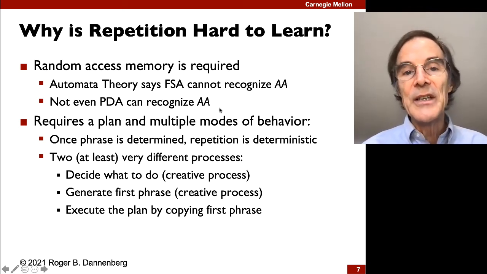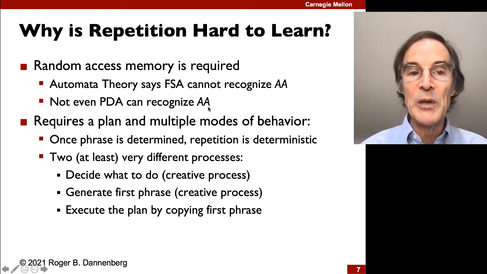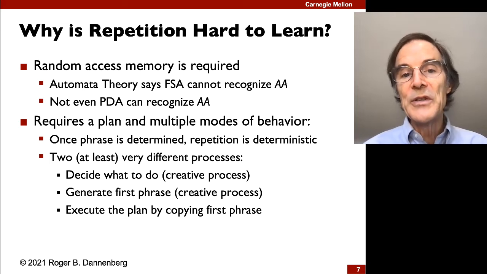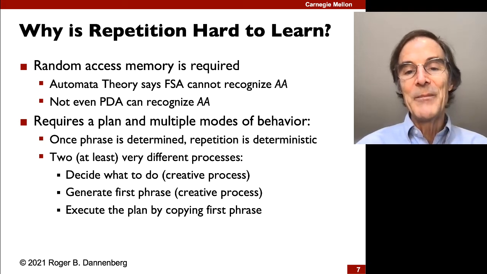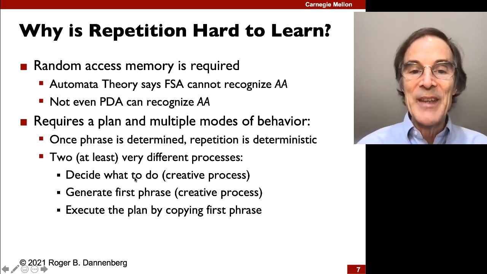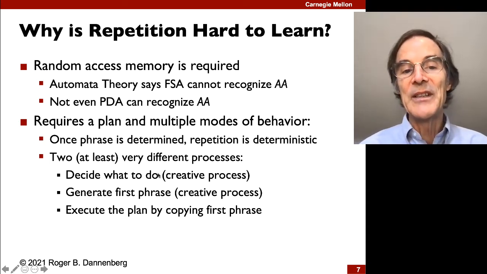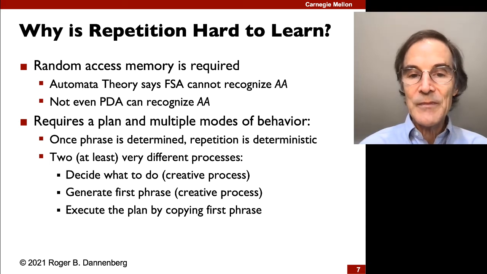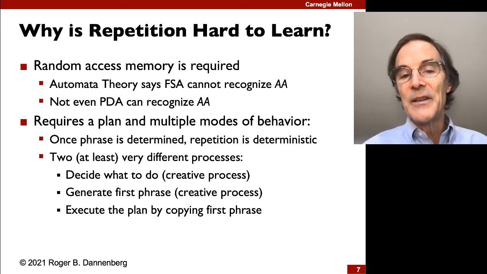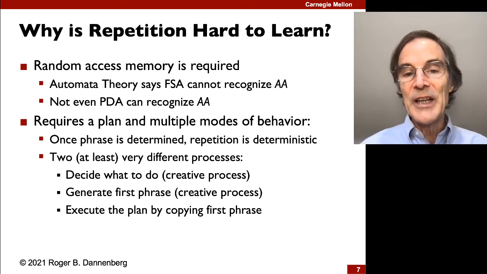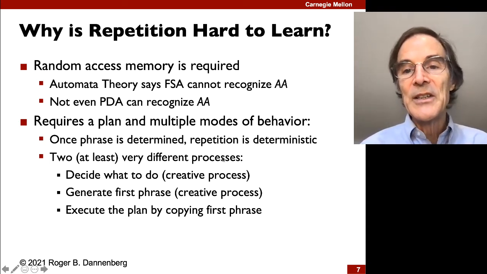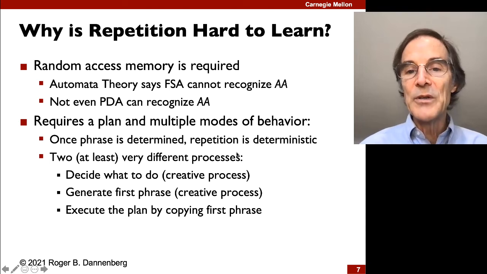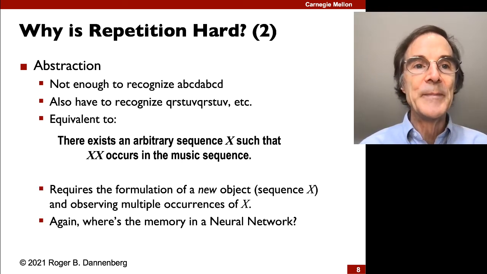And the second intuition is that repetition requires a plan and multiple modes of behavior. So once you determine a phrase, the repetition part is deterministic. That means that the basic process of composition in this kind of structured way with repetition is that we decide what to do, create a structure, and then we generate the first phrase, and that's a musical creative process. And then the second phrase is just execution of a copying process. So there are these different modes that we're switching between, and that doesn't seem to be an easy thing to learn.